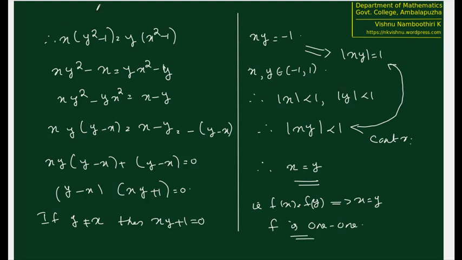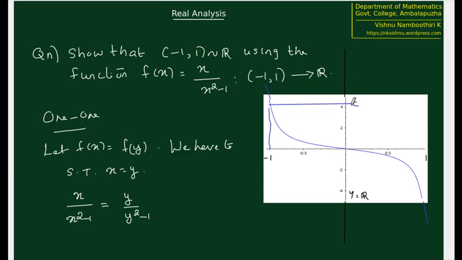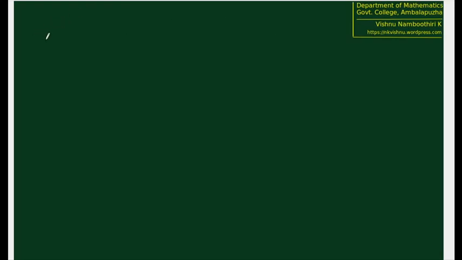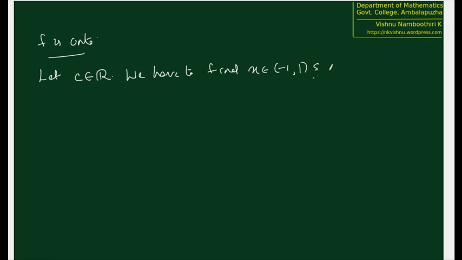To show that this function f is onto, corresponding to one c on this real line, we have to find a point here in such a way that c is equal to f of x for some x in minus 1, 1. So now we are going to show that this function is onto. Next is f is onto. This is what we are going to verify. So we choose one c in R. Our aim is to find x in the interval minus 1, 1 such that f of x is equal to c.